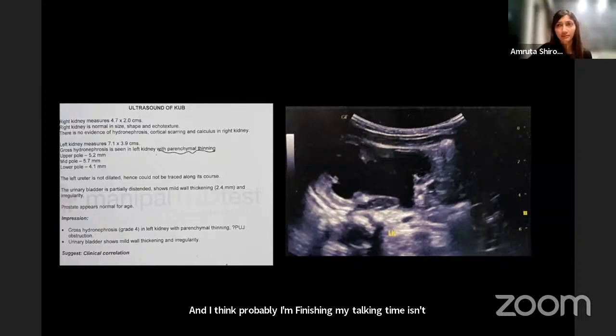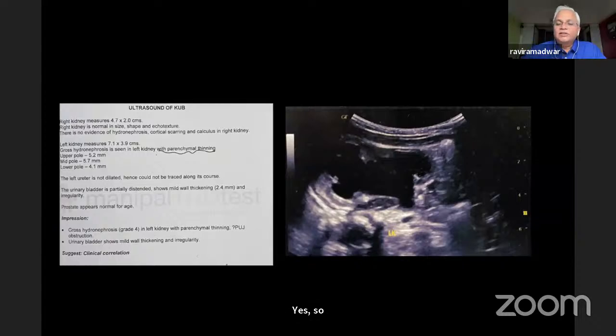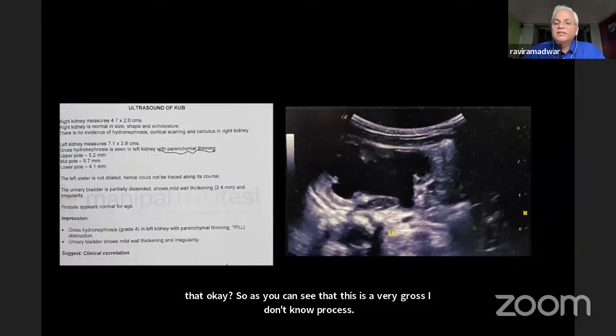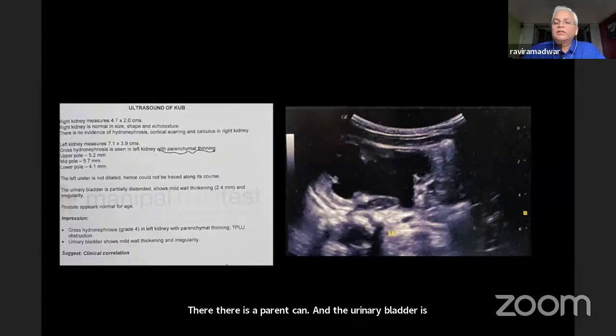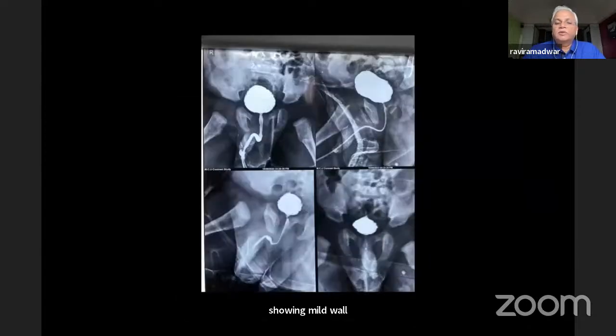Yes, sir. Definitely. So as you can see, this is a very gross hydronephrosis. There is parenchymal thinning and the urinary bladder is showing mild wall thickening. In this scenario, one needs to do an MCU because one needs to rule out PU valves. And this is what an MCU was done. You could see the crenated bladder, but there are no valves.